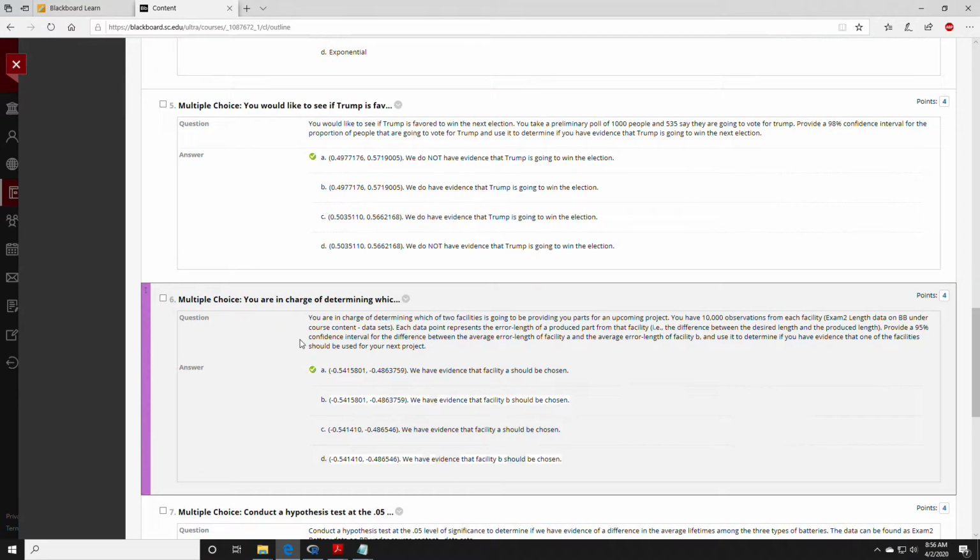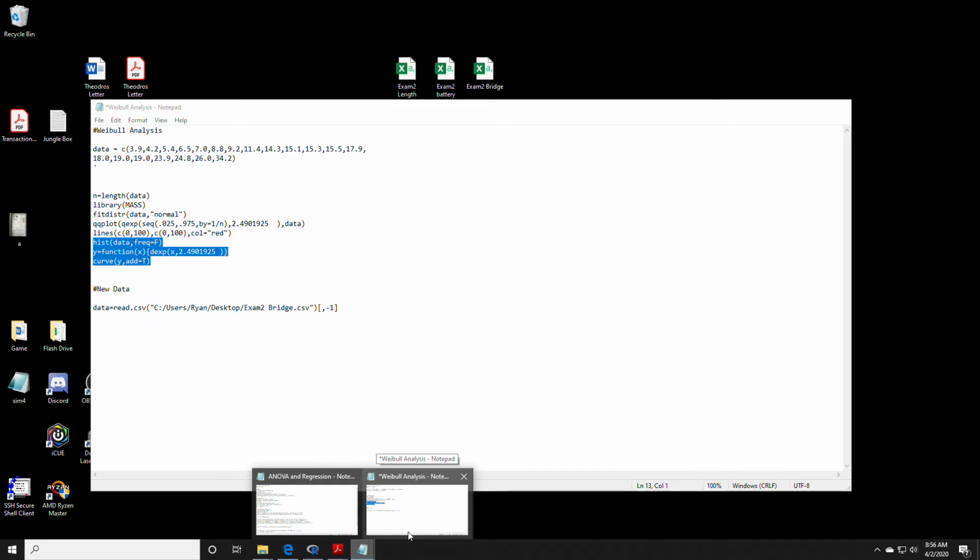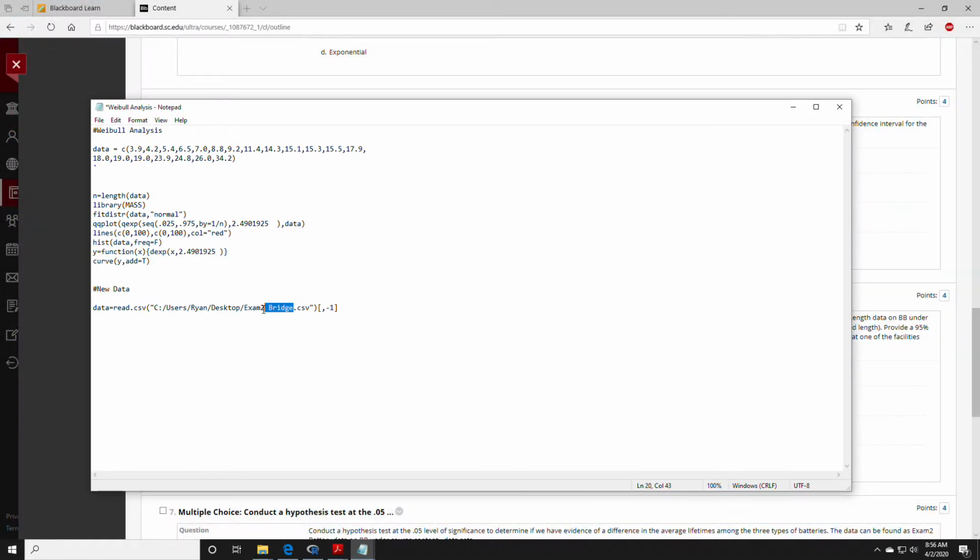The next one, we have two facilities and we want to get parts from one of these facilities. So we need to determine which manufacturer, which facility, to get our parts from. And we have 10,000 observations from each facility. Before we go any further, we can see this exam2 length data, which I have already put on my desktop along with the other data files.